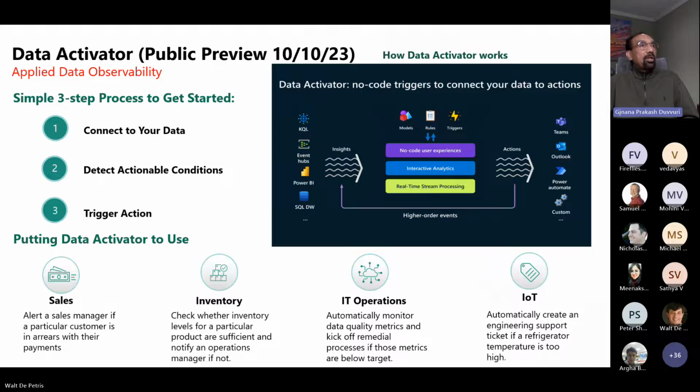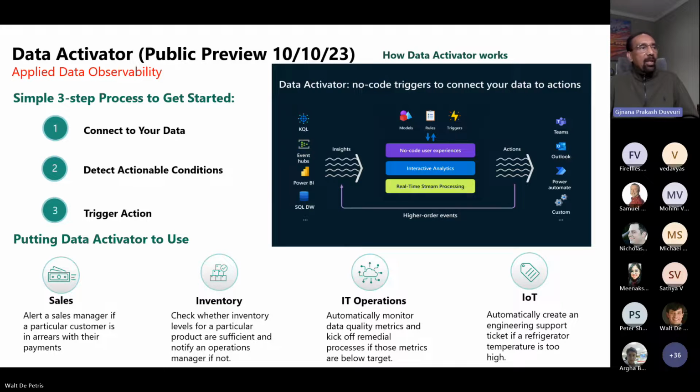It was in public preview on 10.10.23. Now it is available in Fabric, right here. How it works: I have my insights, and my data flow is coming from outside, whatever the sources. Then in between, I have modules, rules, and triggers. It is no code, you need not write anything; it is interactive in analytics, with real-time streaming processing and higher order events. We look into that, and you can send it to Teams, Outlook, or Power Automate, or make it custom. It works in 3 steps: connect to your data, detect actionable conditions, trigger actions.